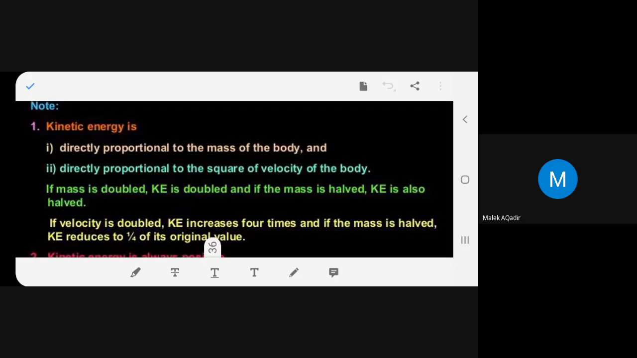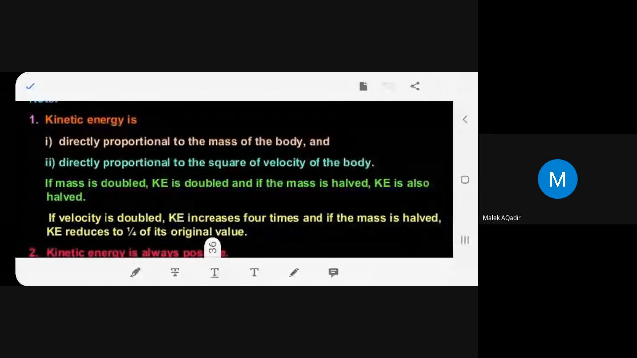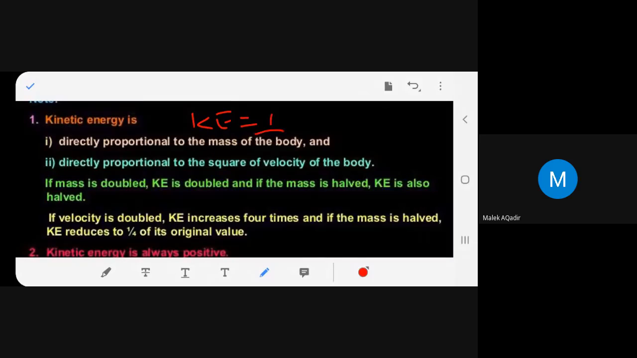It's directly proportional to the mass of the body because we know that kinetic energy is equal to half mv square. So it is directly proportional to mass, agree? And also directly proportional to the square of velocity. So it is directly proportional to mass as well as square of the velocity. Do you agree or not? Okay, I agree.